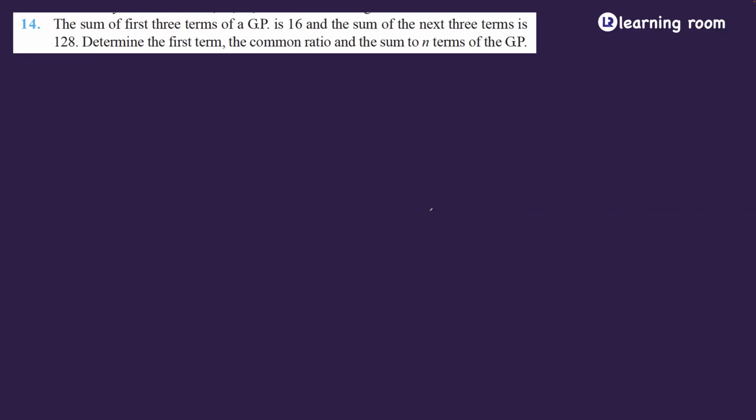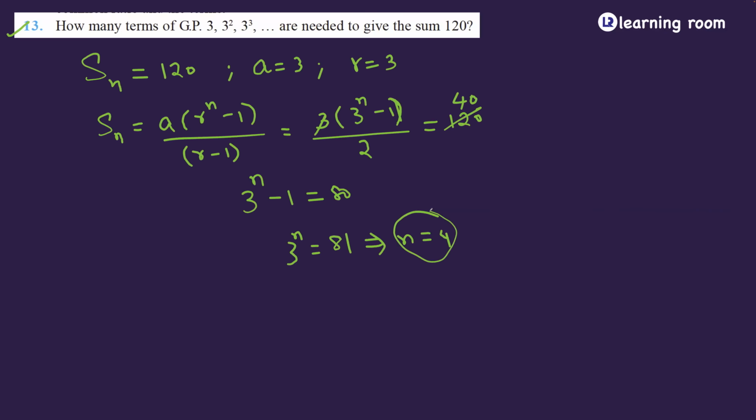So sum of the first 3 terms of GP is 16 and the sum of the next 3 terms is 128. In this case, don't take the 3 terms as A by R, A and AR. It will become complicated. You take it normally. First term be A and the common ratio be R. When will you take A by R, A and AR? When the product is given.